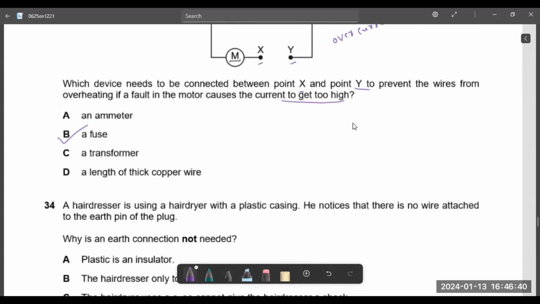Ammeter, that is for measuring current. Transformer, that is either step up or step down for changing the voltage. If you are using a thick copper wire, it will just conduct, it will not protect.